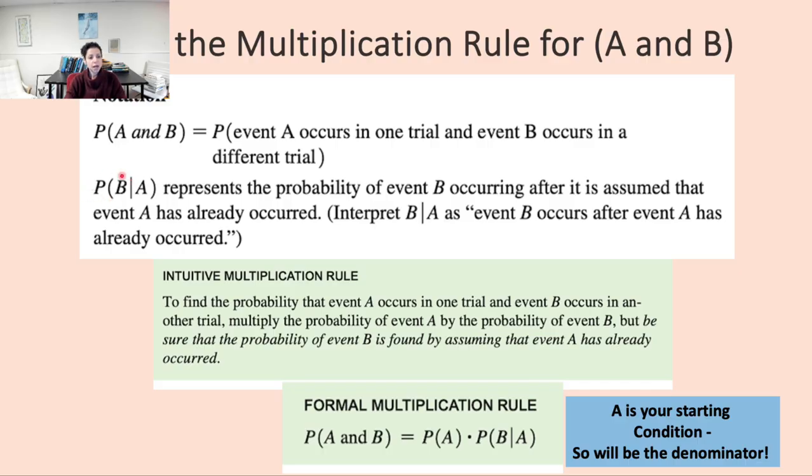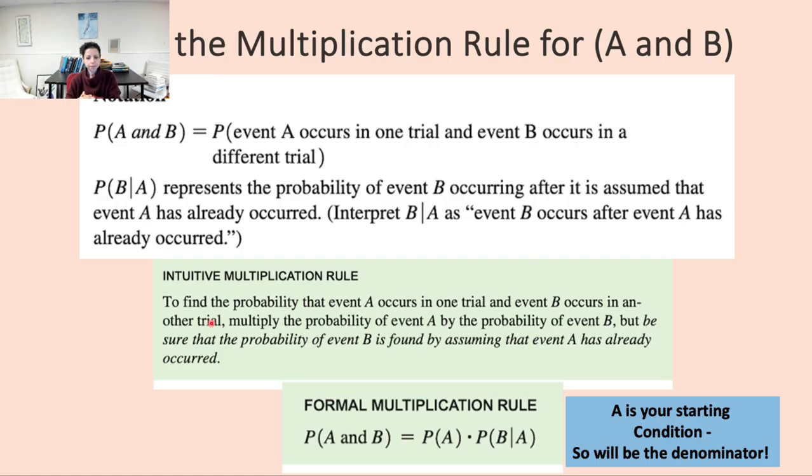So probability of B given A, or B line A, we're going to call it line A. So P of B line A represents the probability that event B occurs after it's assumed that A has already occurred. B is happening after A. So in that case, we have this intuitive multiplication rule. To find the probability of A occurring in one trial and B occurring in another trial, we just multiply the independent probabilities.